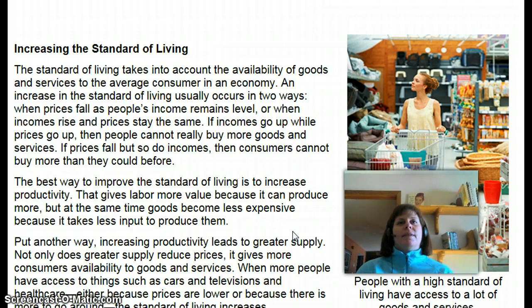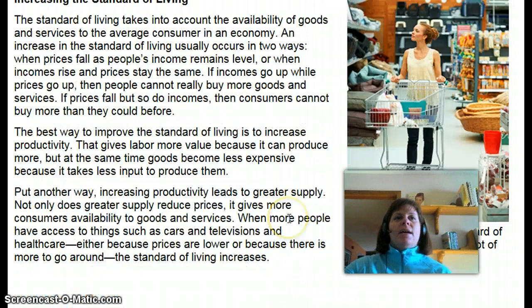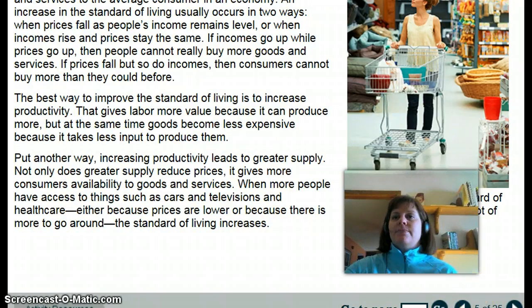The best way to improve the standard of living is to increase productivity. That gives labor more value because it can produce more, and at the same time goods become less expensive because it takes less input to produce them. Put another way, increasing productivity leads to greater supply. Not only does greater supply reduce prices, it gives more consumers availability to goods and services. When more people have access to things such as cars and televisions and healthcare, either because prices are lower or because there is more to go around, the standard of living increases.